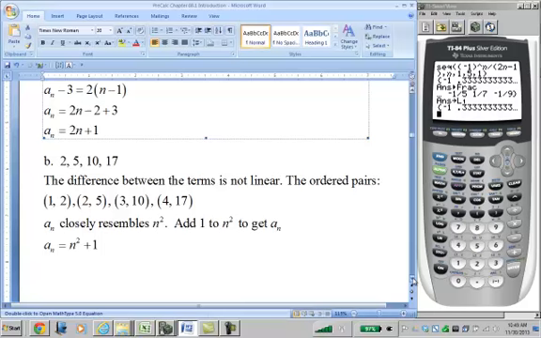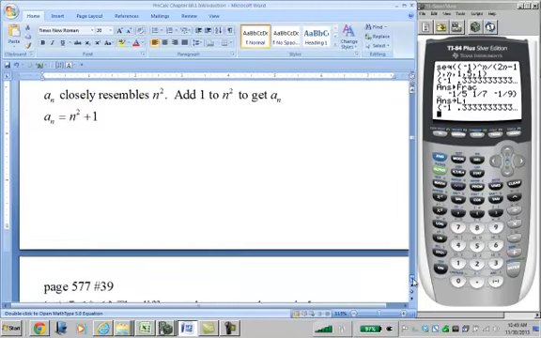Okay, b. Okay, the difference between each term is not linear. The ordered pair is 1, 1, 2, 3, 4, 17. A sub n closely resembles n squared. Add 1 to n squared to get a sub n. Okay, that's about all we can say about that.